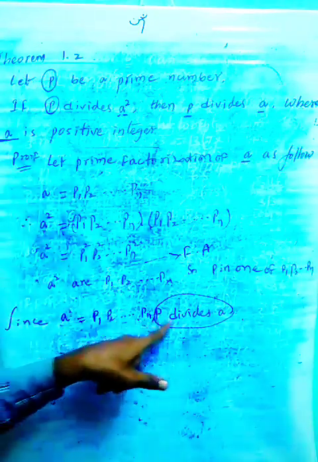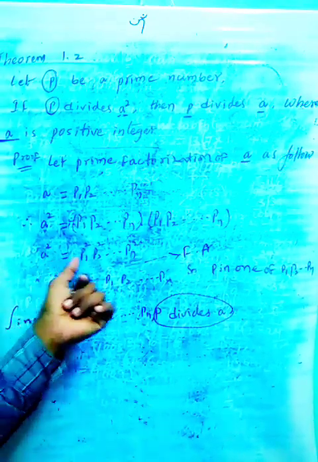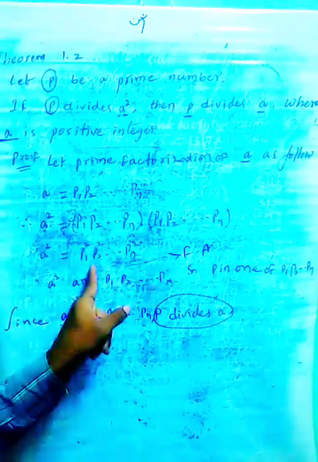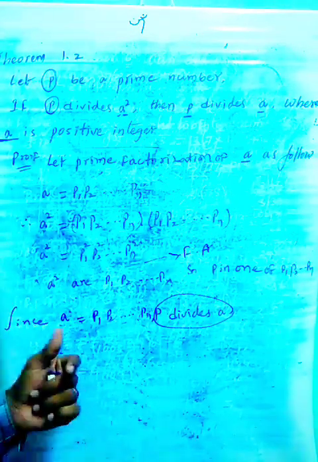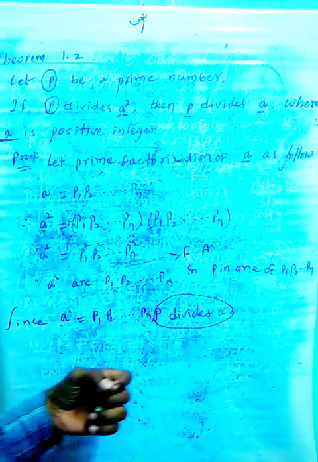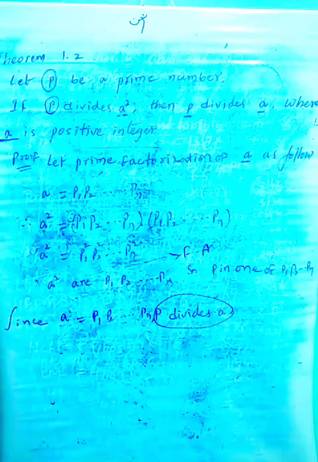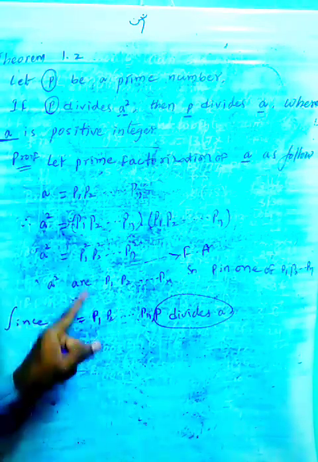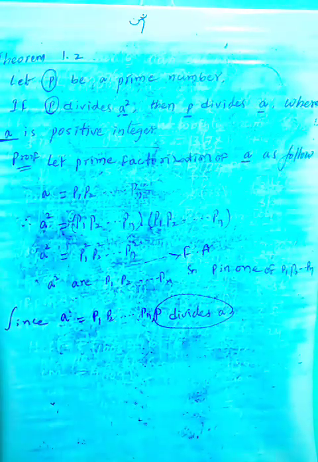Let p divide a square. Here a square is equal to p1 square, p2 square and pn square. Similarly, according to the fundamental theorem of arithmetic, every composite number can be expressed as a product of primes. Here p is one of the prime numbers. That means in a square the primes are p1, p2 and so on pn. So p is one of p1, p2 up to pn. Since a is equal to p1, p2 and so on pn, p divides a.